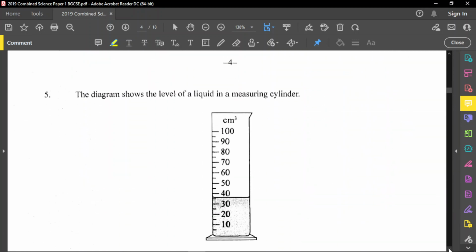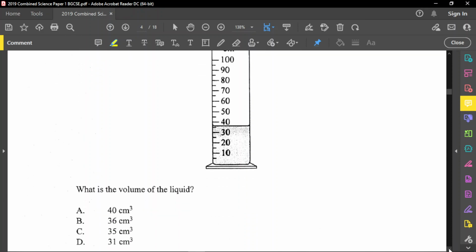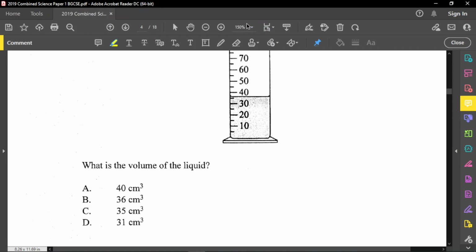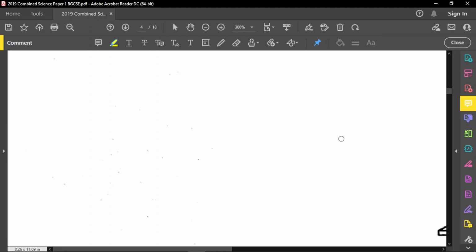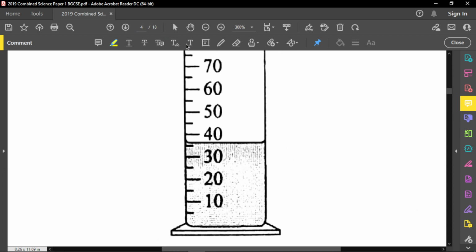A diagram shows the level of a liquid in a measuring cylinder. What is the volume of the liquid? So let's look at it real quickly. What we can do is let me zoom in a little bit. Let me zoom in some more. Let me go even bigger than that. Oh, I guess I've gone too big, but anyhow, we want to see that. So what I want you to see now is the level right here. Here is 30 and this is 40. So halfway is 35. And so it is a little bit above 35.